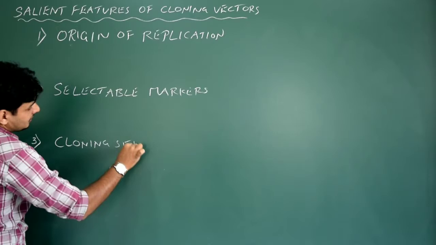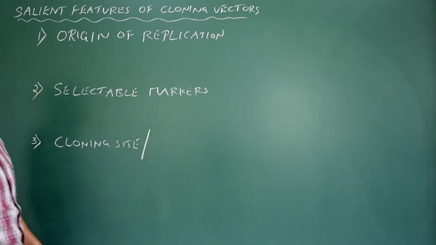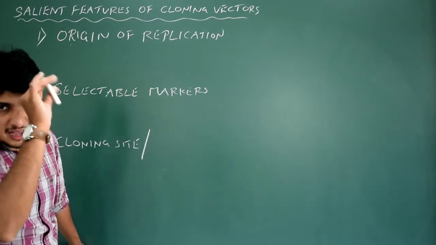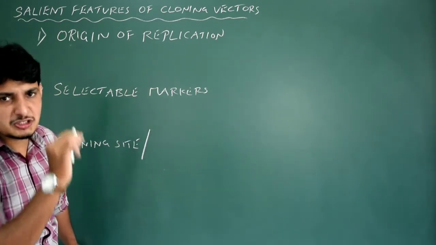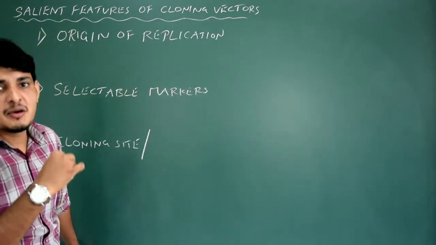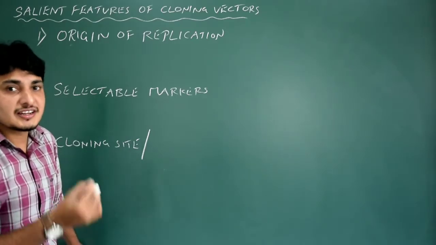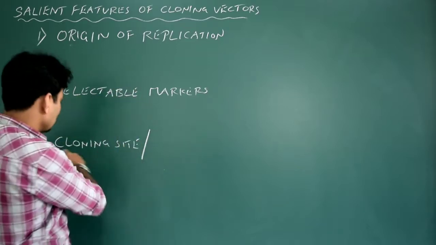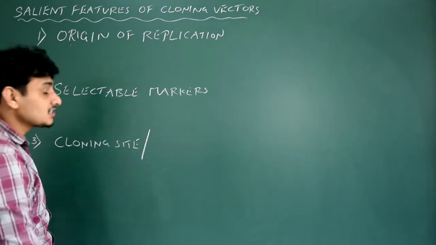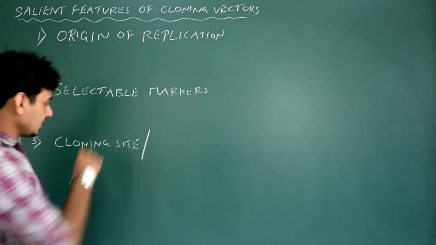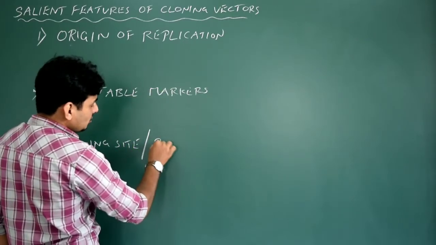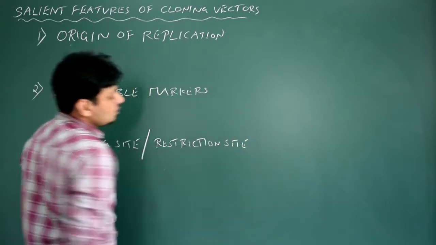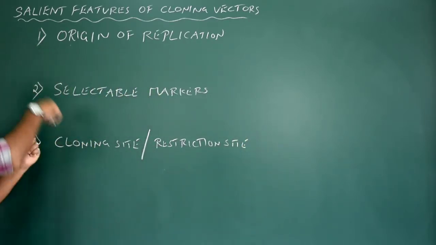What is this cloning site? When I was discussing restriction enzymes, I said each restriction enzyme is specific in its action. They cut the DNA at specific sequences. What is that specific sequence? Palindromic sequences. It is also called the restriction site, or the recognition site for the restriction enzyme. That is also called the cloning site. A cloning site should be there in the plasmid, the restriction site for the action of restriction enzymes. That should be there in the cloning vector.